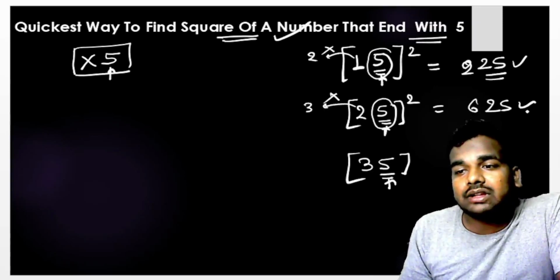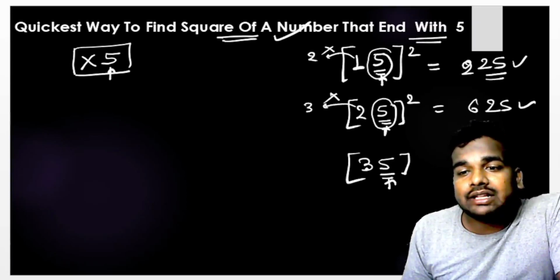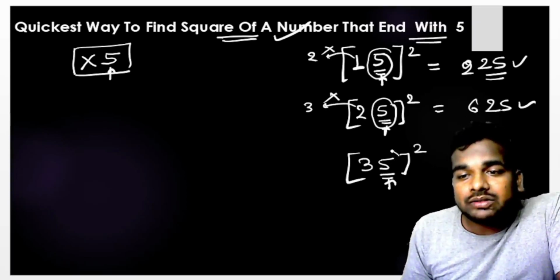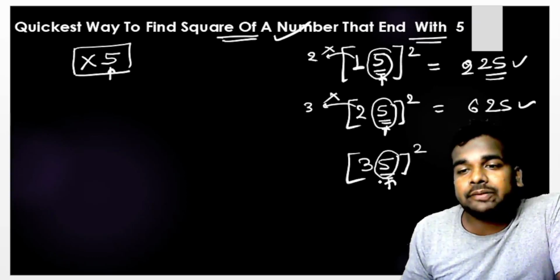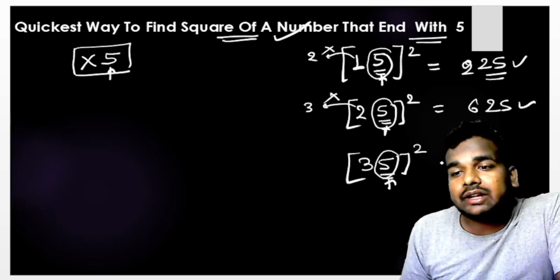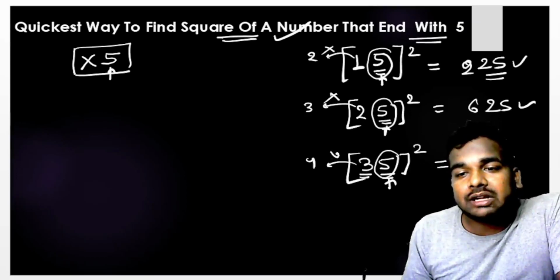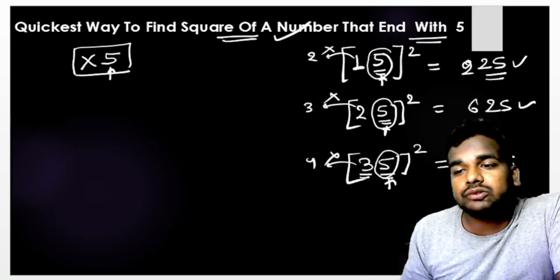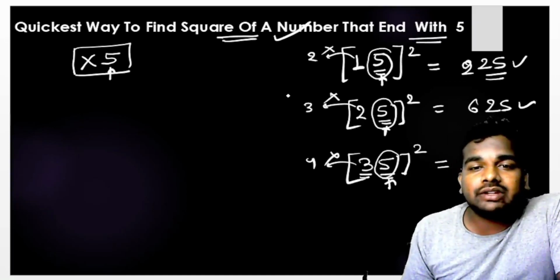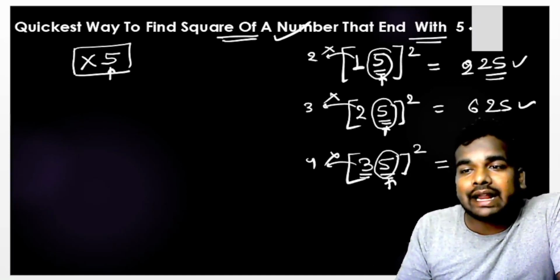Now come to the third question. What is the square of 35? The first step we will do is, what is the square of this 5? You will get 25. Now say, what is the successor of this 3? You will get 4. Just multiply it. 4 into 3, how much did you get? That is 20. So these are the methods by which we can find the square of a number that ends with 5.